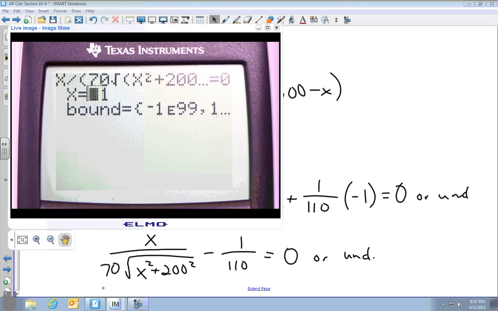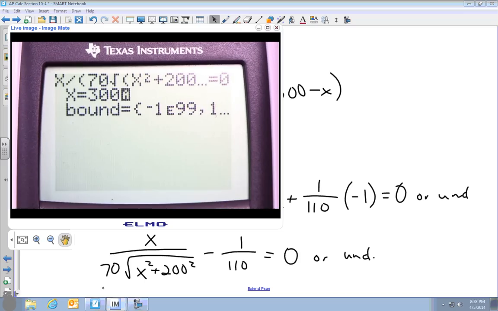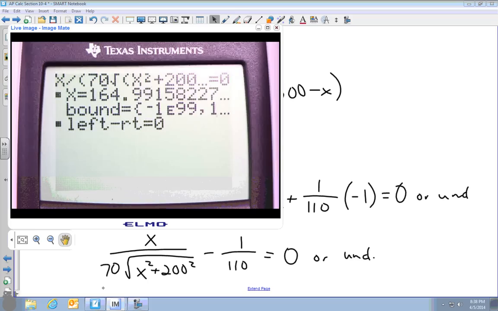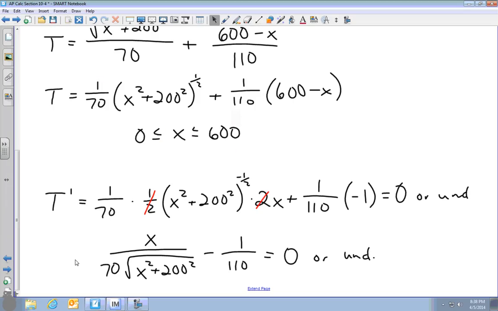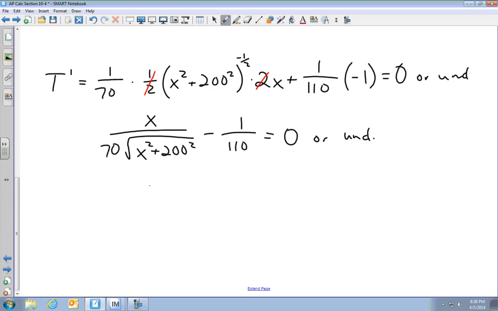And I'll go down here. It's going to ask me for a guess. I don't know where the best place is. I'm going to just guess somewhere in the middle. That's probably not going to be the middle, but I'll guess 300 is my guess for the solution for this thing. And then you have to press alpha and then enter to solve this thing. If you look above your enter key, solve is in the same color as alpha. So that's what you've got to do. And you get 164.992. So x is equal to 164.992.